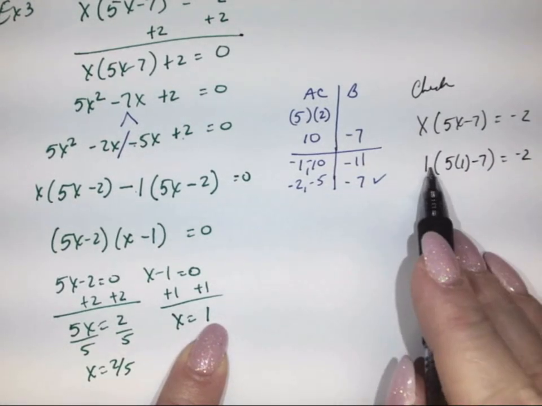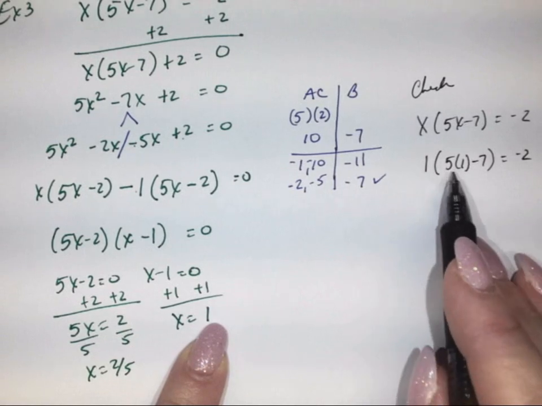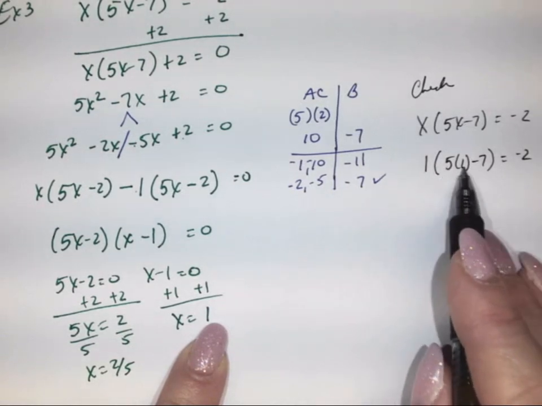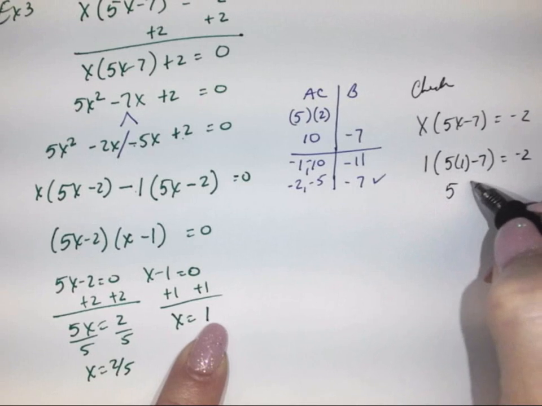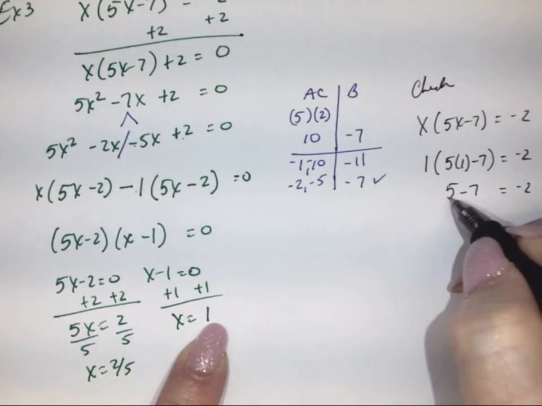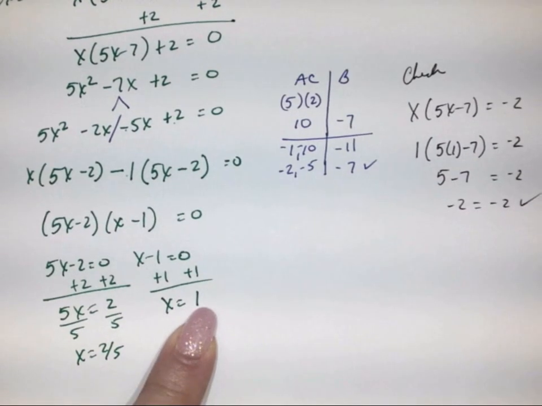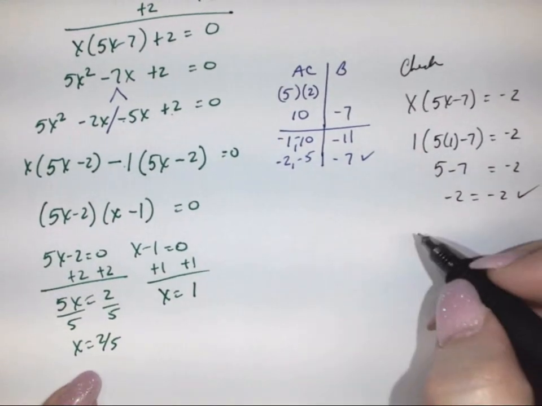Well, 1 times anything is just going to be whatever we get. So that 1 will not change anything. Here we have 5 times 1, that'll be 5, minus 7. Does it equal negative 2? Well, 5 minus 7 is negative 2 equals negative 2. So that worked. Let's try the 2/5.